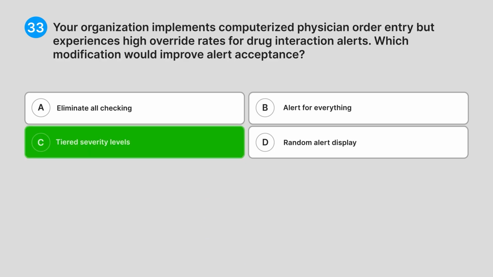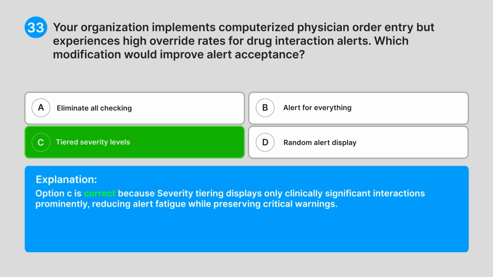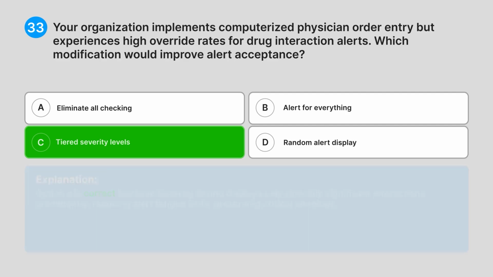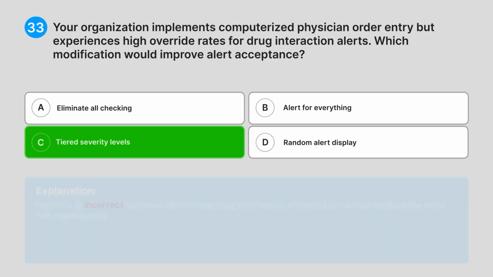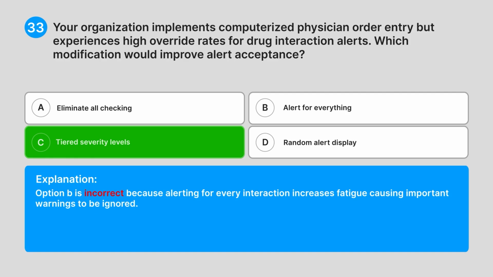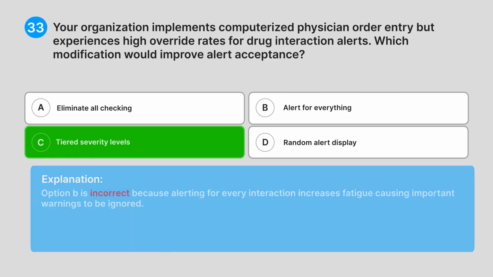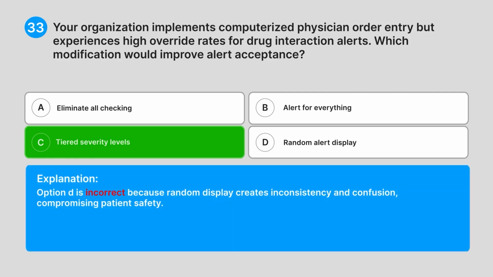Correct answer, C. Tiered severity levels. Explanation. Option C is correct because severity tiering displays only clinically significant interactions prominently, reducing alert fatigue while preserving critical warnings. Option A is incorrect because eliminating drug interaction checking increases medication error risk significantly. Option B is incorrect because alerting for every interaction increases fatigue, causing important warnings to be ignored. Option D is incorrect because random display creates inconsistency and confusion, compromising patient safety.